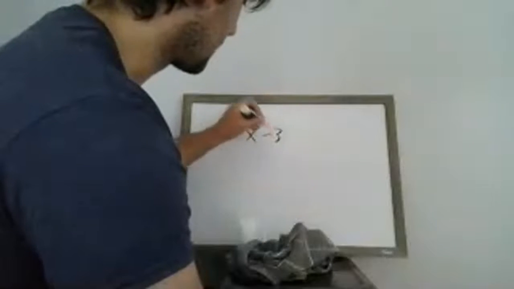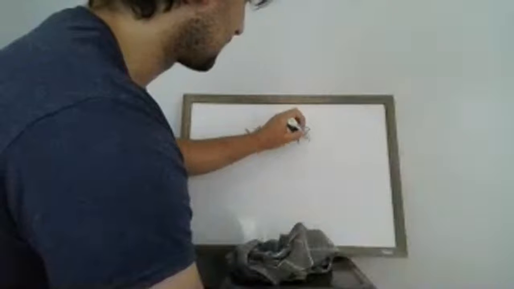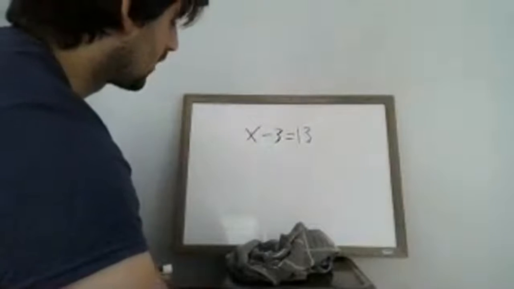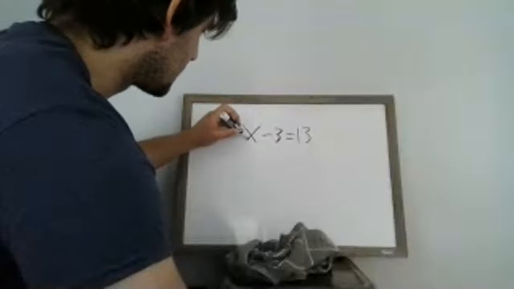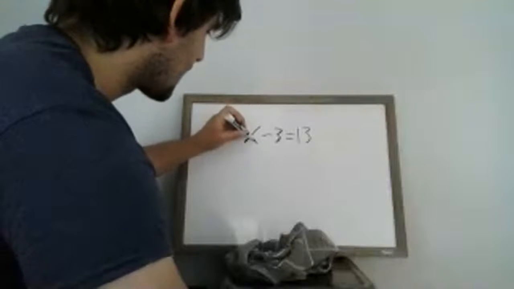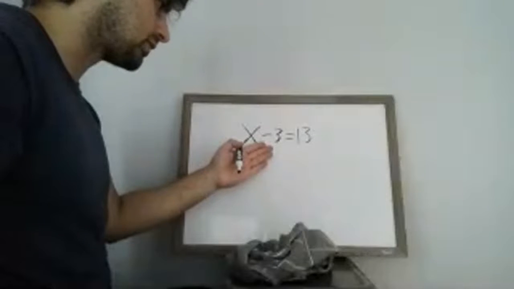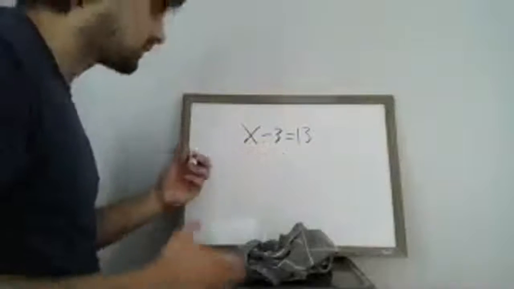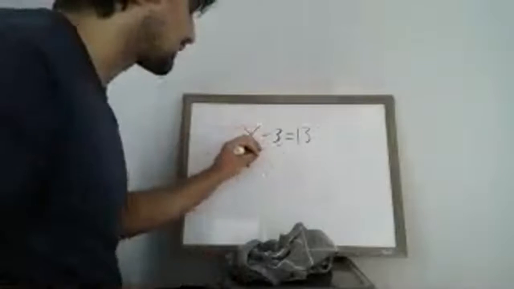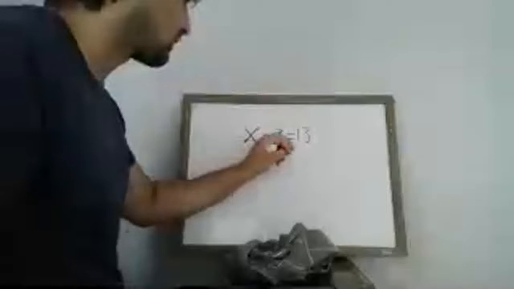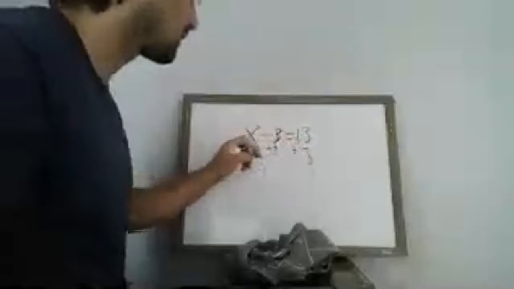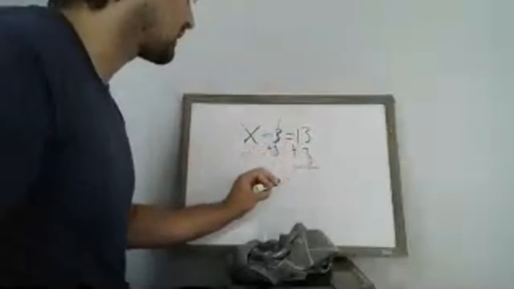Let me do a couple more now. X minus 3 equals 13. Okay, so remember, whatever the operation is, in order to get the number on the other side of the equal sign and have the x all by itself, we got to do the opposite. So the operation for this problem is subtraction. So since the operation is subtraction, we have to do addition in order to get the 3 on the other side of the equal sign. So we're going to add 3. 13 plus 3 is 16.